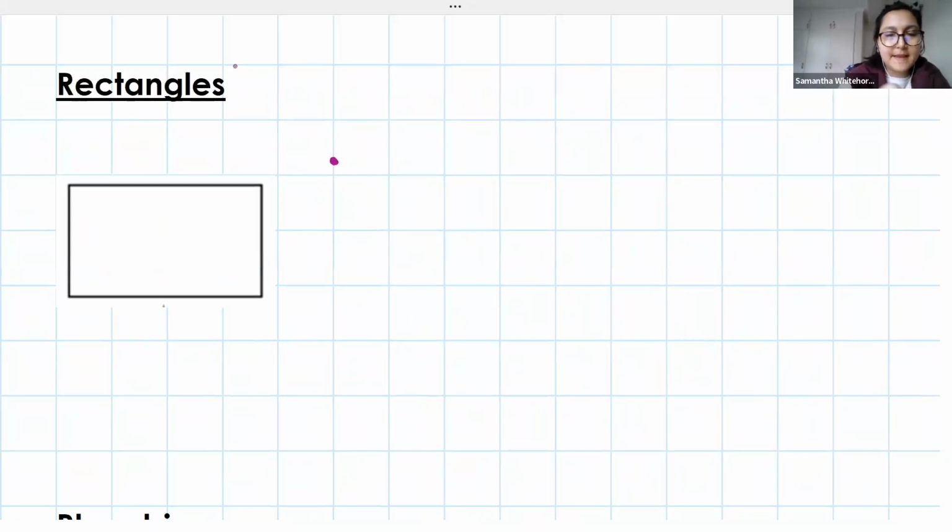Hello, ma'am. Hi. A rectangle has 4 equal angles. Okay, sorry, just say it again. Did you say a rectangle has 4 equal sides or 4 equal angles? Angles. Okay, good. So all 4 interior angles are equal.